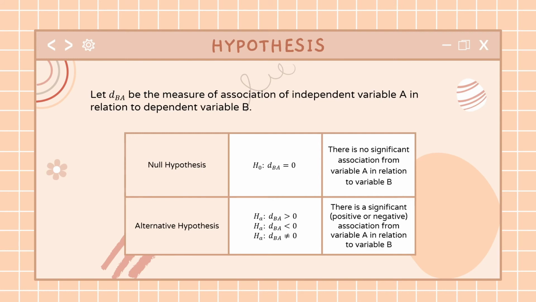For the null hypothesis, DBA is equal to 0. That is, there is no significant association from variable A in relation to variable B. So dito, makikita natin na important yung order. That is, from A to B. Kasi, kapag pinaliktad mo yun, magiging DAB na yon. That is, as previously mentioned. And again, focus natin dito is DBA. Kaya, from A to B. And for the alternative hypothesis, there's a significant positive association if DBA natin is greater than 0, significant negative if DBA natin is less than 0, and significant association lang if not equal to 0, from variable A in relation to variable B.